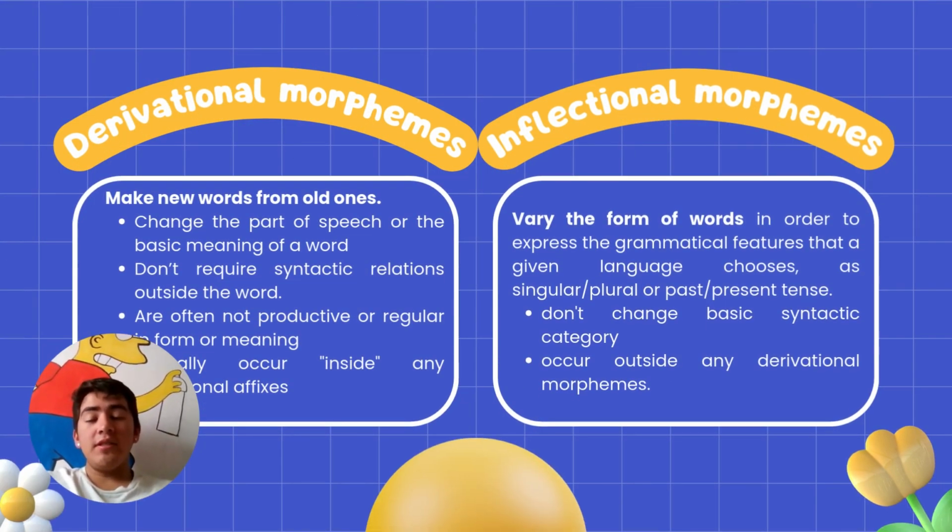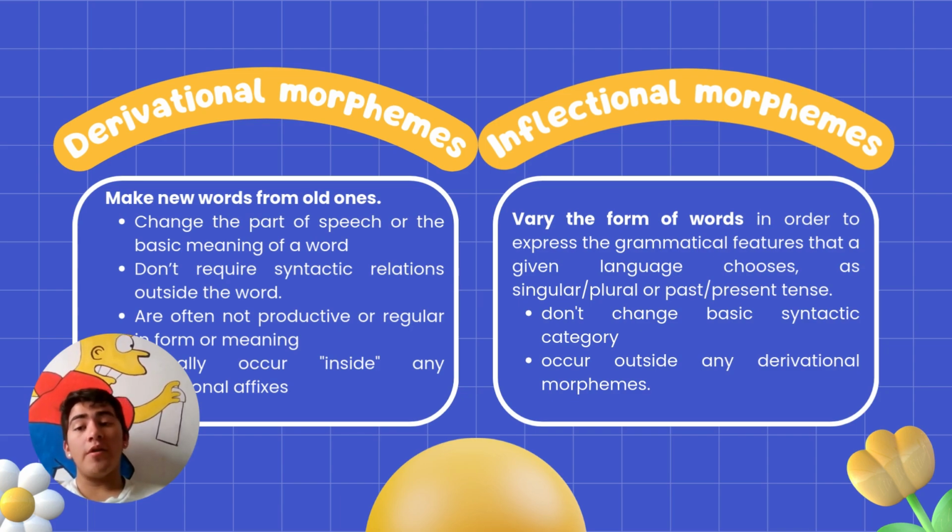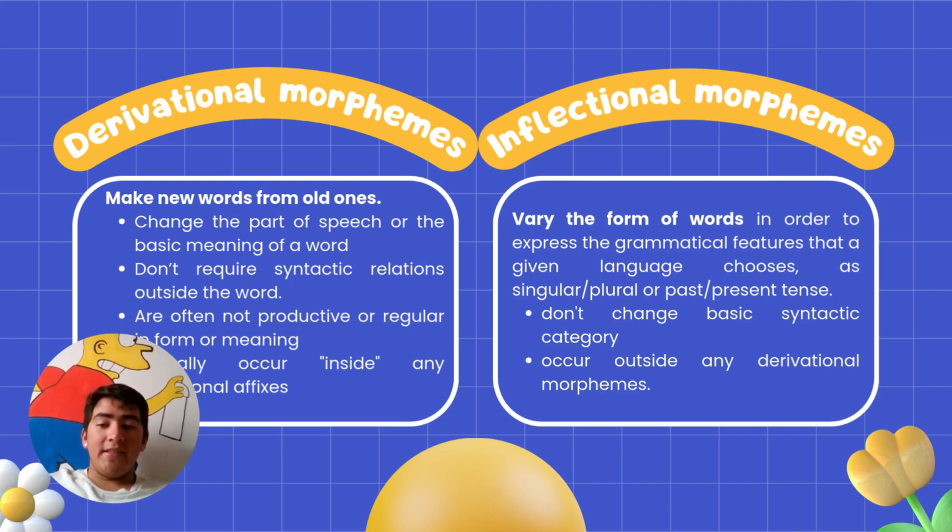And to finish this presentation, we are going to talk about derivational morphemes and inflectional morphemes. First, the derivational morphemes make new words from old ones. They change the part of speech or the basic meaning of a word. For example, alcohol, alcoholic. They don't require syntactic relations outside the word and are often not productive or regular in form of meaning. Also, they typically occur inside any inflectional affixes. For example, action or actions, interaction, interact.